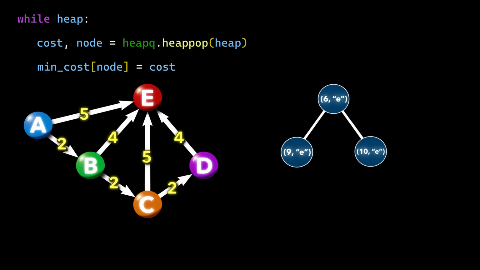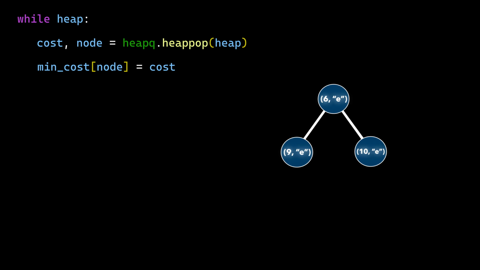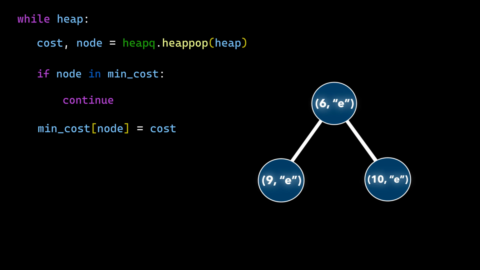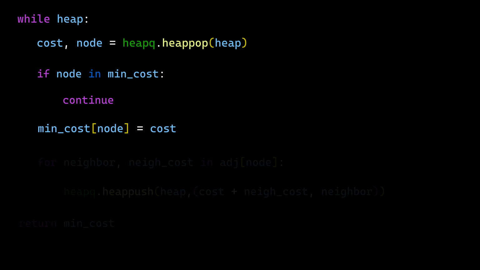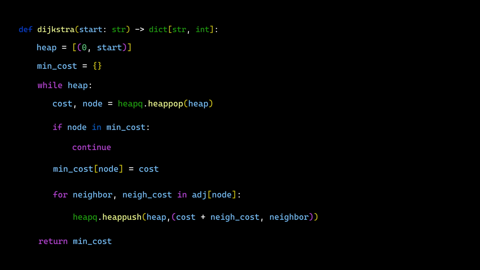At this point, we've already found the minimum cost from A to all other nodes, so everything in the heap represents non-optimal paths for nodes we've already seen. This is why when we pop a node that's already in our min cost map, we just continue and ignore it. So now everything else gets popped from the heap since we've already solved these nodes. And that's the whole algorithm.